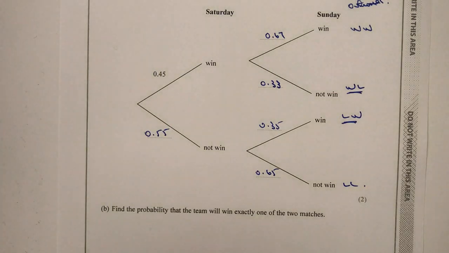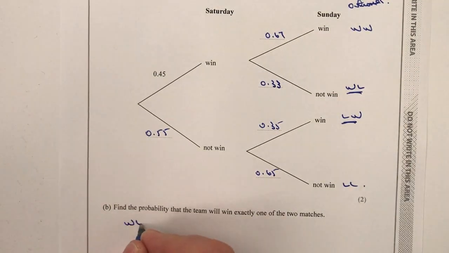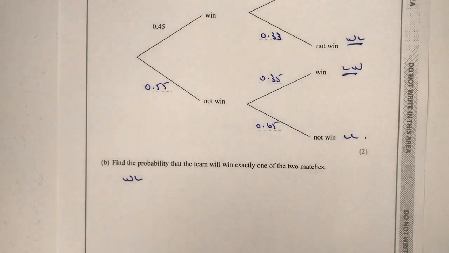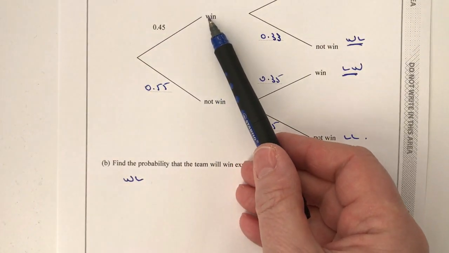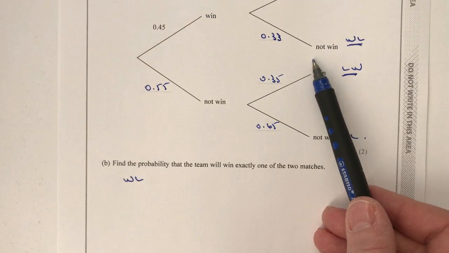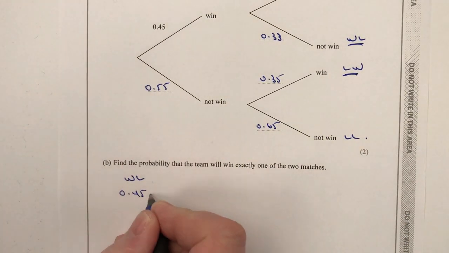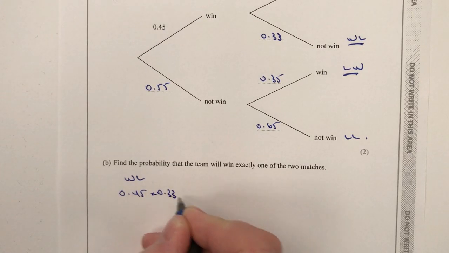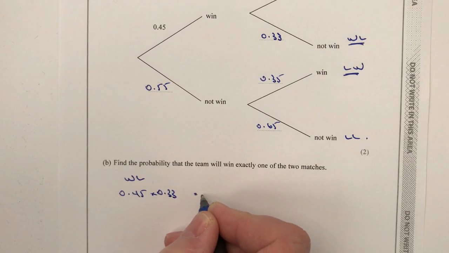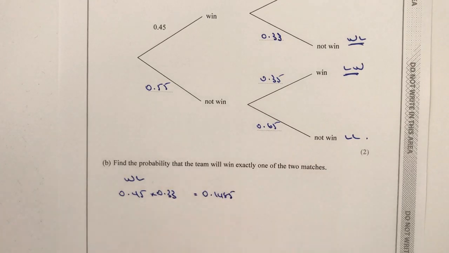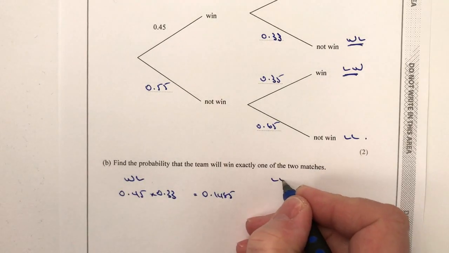So we'll look at the first one, which is win-lose. The probability of win-lose is going to be 0.45 for a win and 0.33 for a lose. So we've got 0.45 times 0.33. You pop that in your calculator, you're going to get something like 0.1485. So that's win-lose. Lose-win, go the other way.